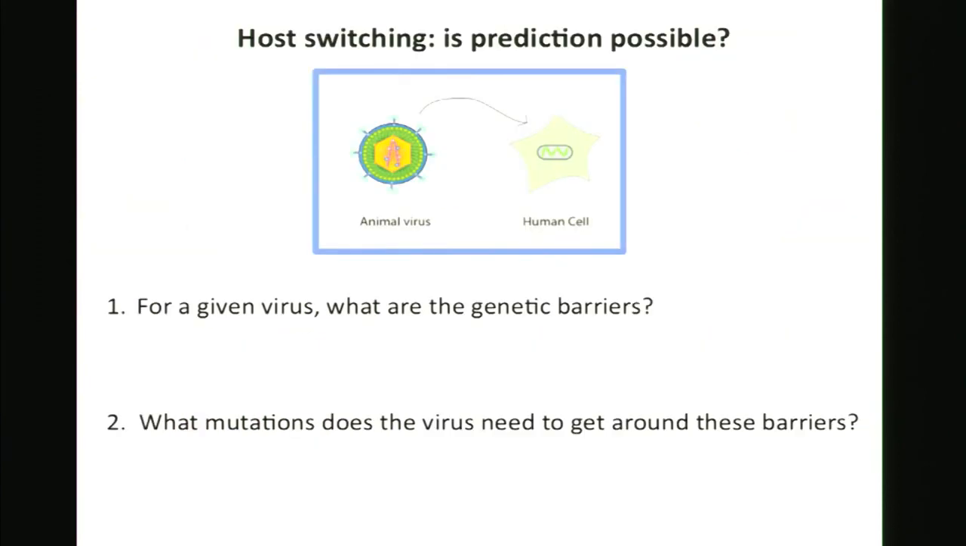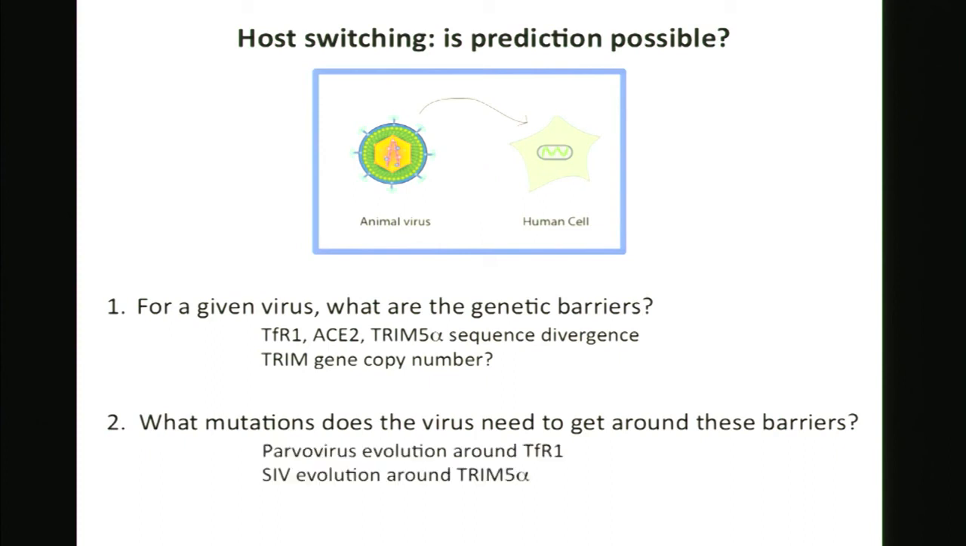But if you'll recall, that was only our first step, unfortunately. I guess I have to work on this a little longer. But what we really want to do is test, once we know those genetic barriers, what mutations viruses need to get around them. But I've shown you that transferrin receptor, ACE2, and TRIM5 alpha sequence divergence all create these barriers, maybe even TRIM gene copy number. And what I wanted to tell you is that this work has already started. Colin Parrish has shown us in exquisite detail how parvoviruses evolve to get around the transferrin incompatibilities in new species. And Welkin Johnson at Boston College has shown us how simian immunodeficiency virus evolves to get around incompatible TRIM5 alphas, or rather compatible TRIM5 alphas.